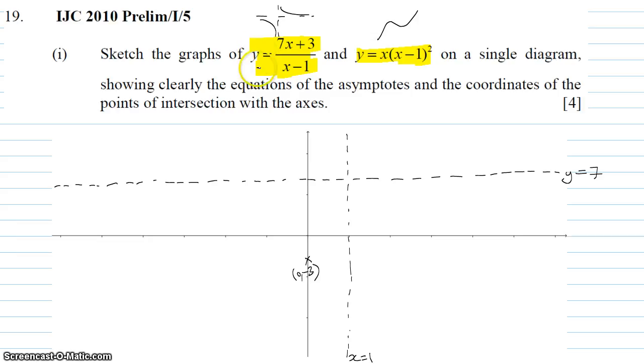And what happens when y equals 0? Well, when y equals 0, it must mean the top line equals 0. It means that 7x plus 3 equals 0. It means that x is equal to negative 3 over 7. So key that in here. Negative 3 over 7, 0. You may ask, why am I expressing these as coordinates? Because the question tells me to, right? So I can't just express them as points. So I've got my asymptotes, I've got my intercepts.